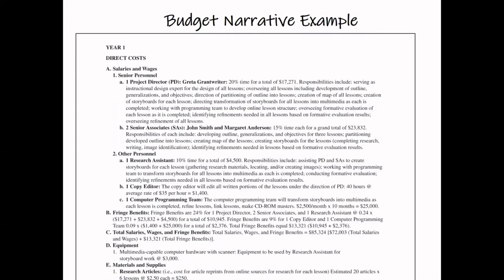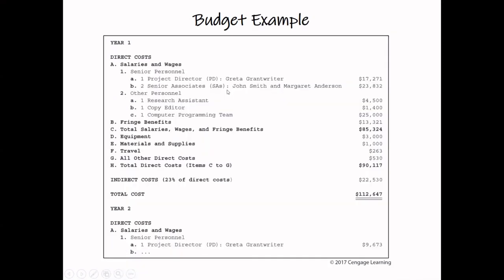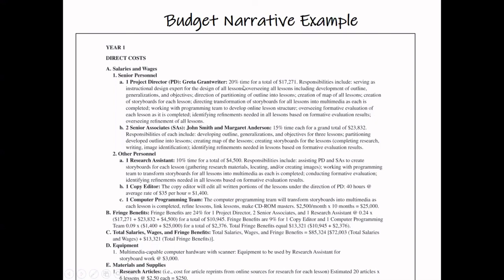This is an example of a budget narrative. And hopefully what you saw with the budget narrative is that it essentially describes how you came up with the numbers on this page. So it looks like this Greta grant writer, 17,271. Well, how did you come up with that number? It gives you an outline of how they came up with that and what the responsibilities will be for that person. And the same thing here with other personnel, you get a sense of where those funds are going to go.